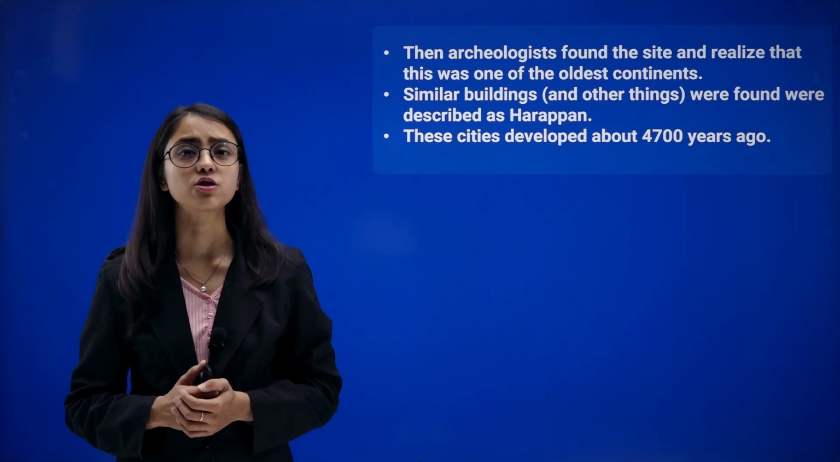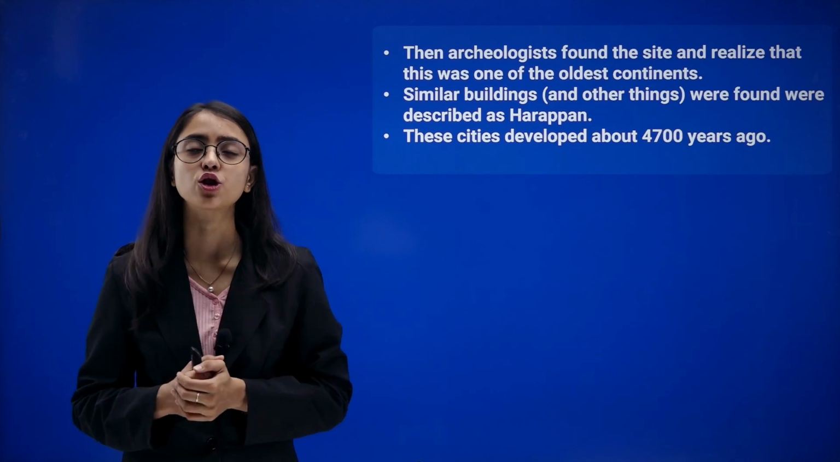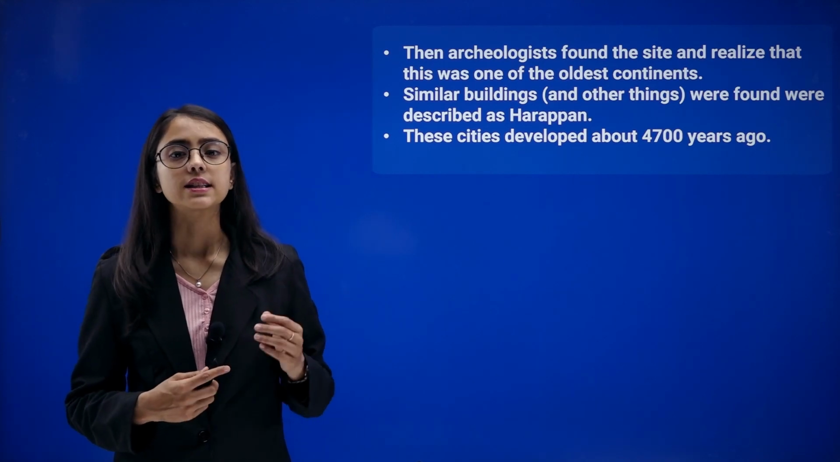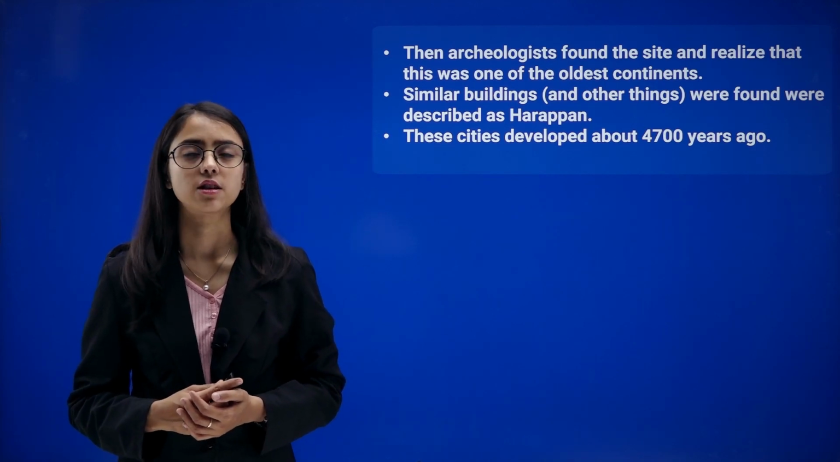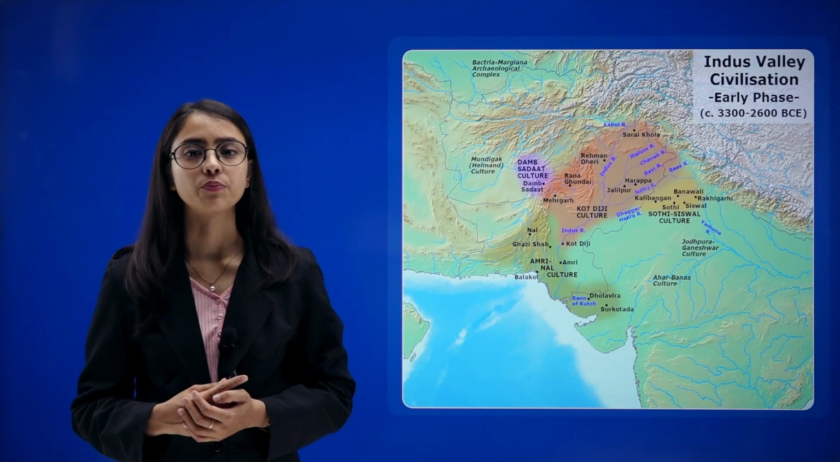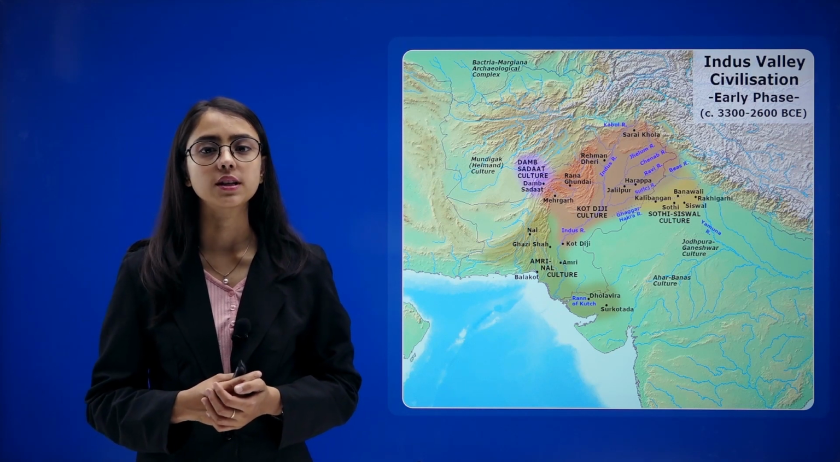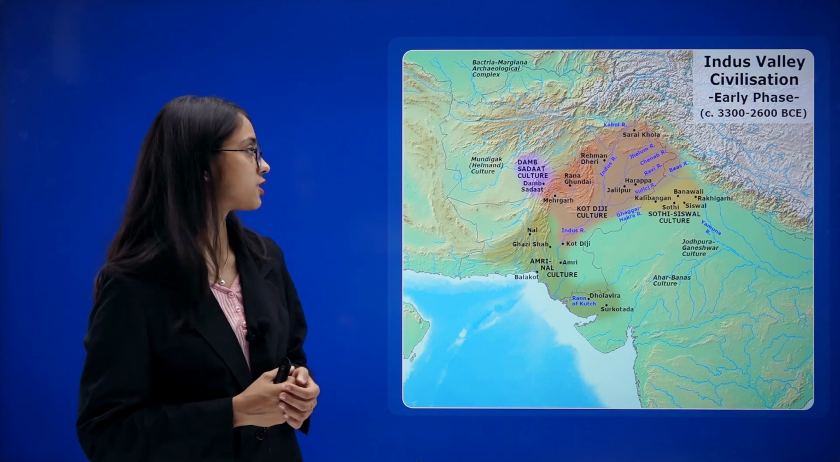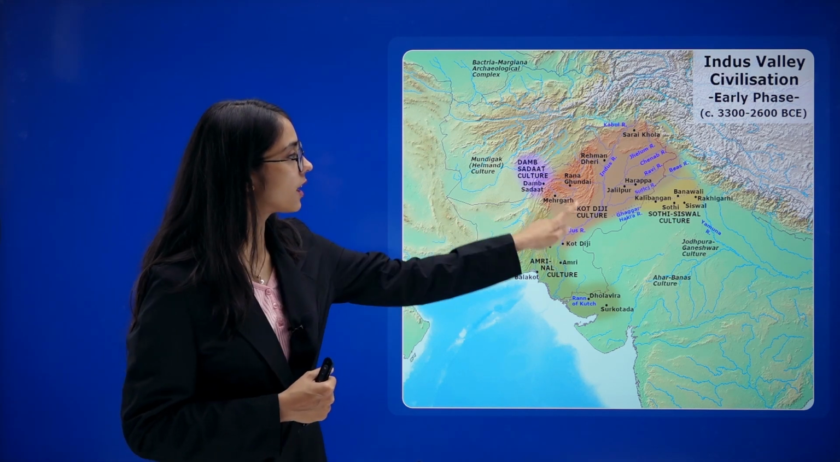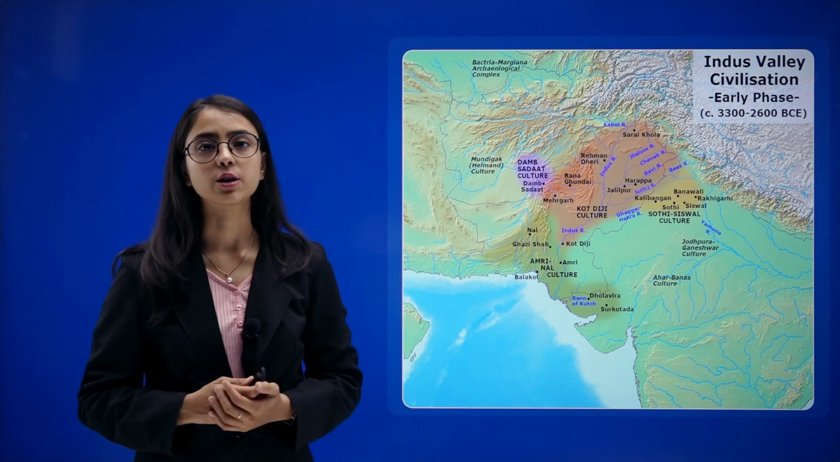What does Harappan mean? Belonging to the Harappa civilization or Indus Valley civilization. These cities developed about 4700 years ago. So let's discuss it more. Here in this map you can see the early continent known as the Harappan civilization. This was the area where this continent was developed.